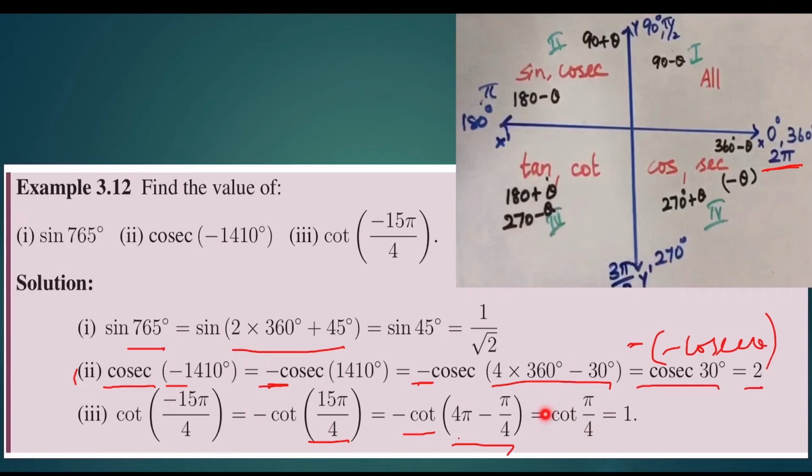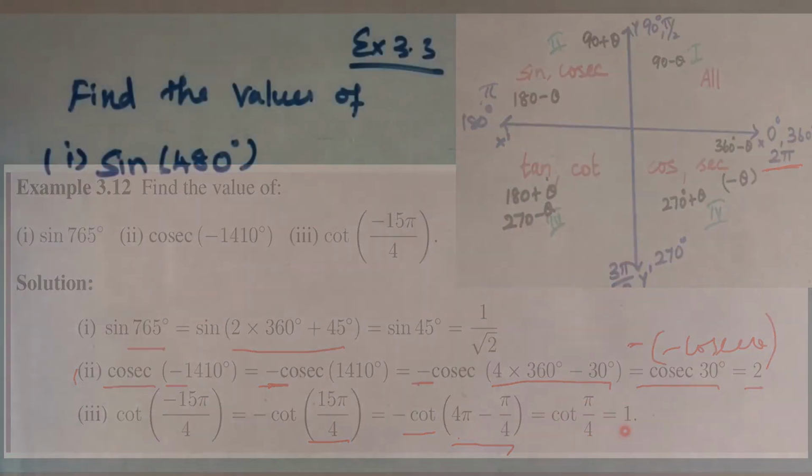We have the negative. Similarly, minus of minus cot pi by 4 is equal to minus minus plus. So, it is cot pi by 4. The value of cot pi by 4 is equal to 1. Pi by 4 means 180 divided by 4, that is 45. Cot 45 value is 1.